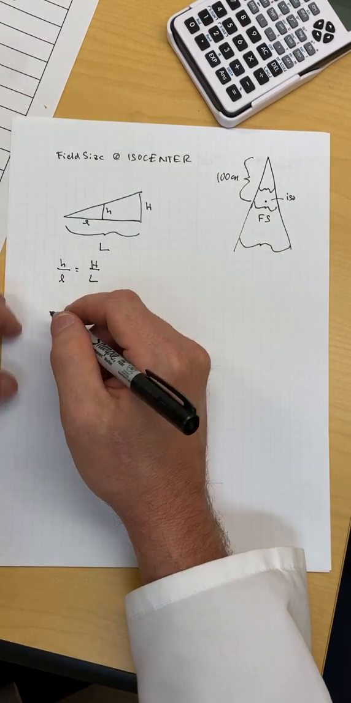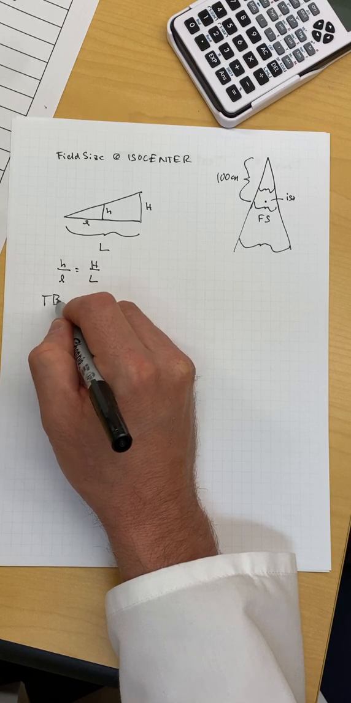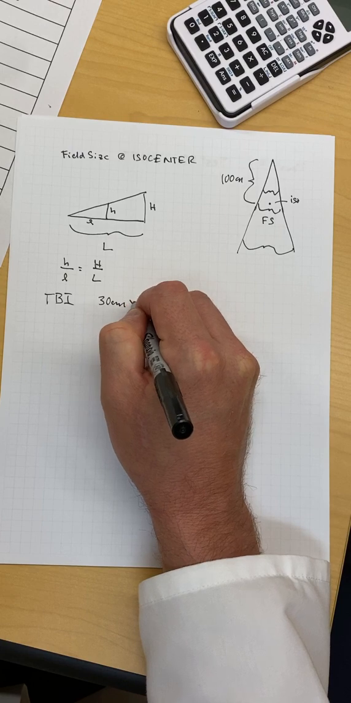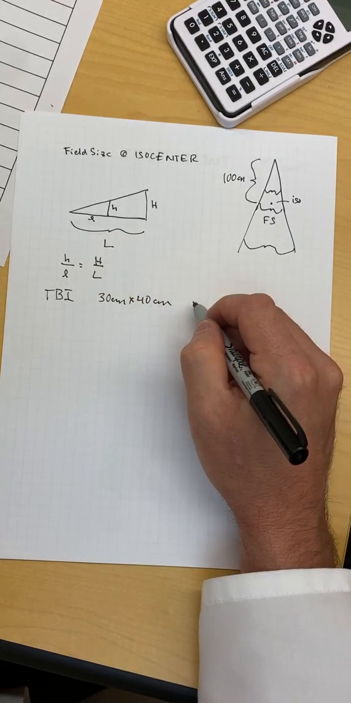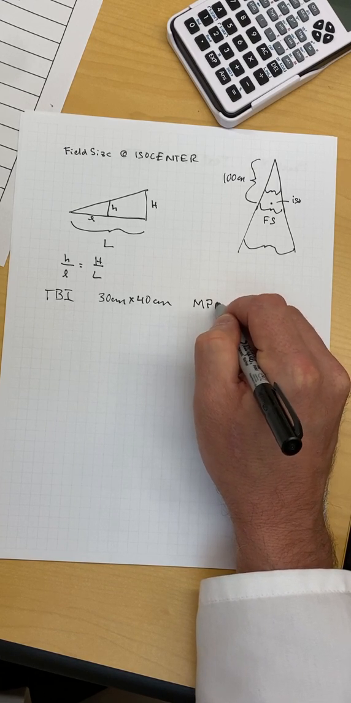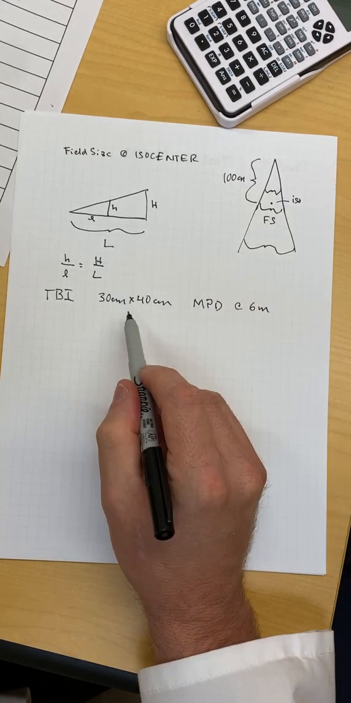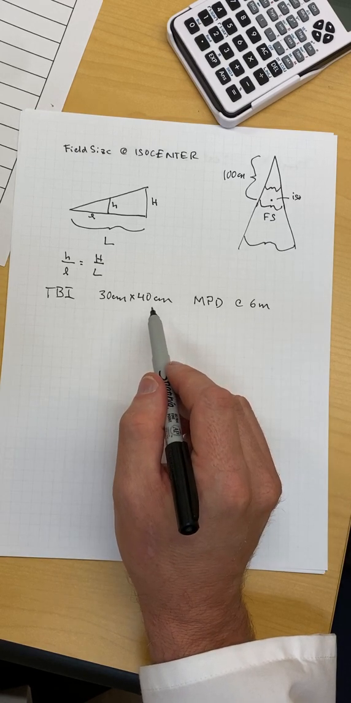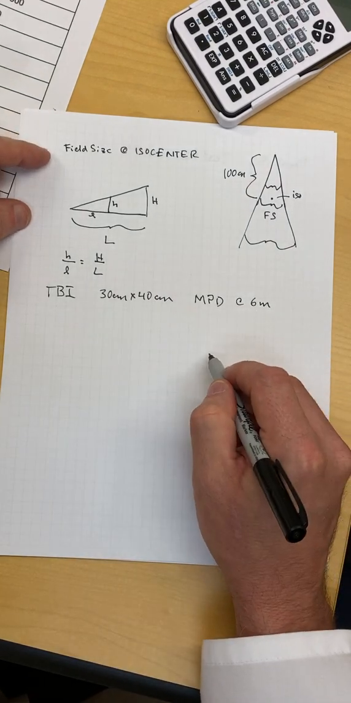So for this example, let's say we're treating total body irradiation, TBI, which is treated at a field size of 30 centimeters by 40 centimeters. And the patient is set up at 6 meters away. So the midplane depth, the patient is at 6 meters. So what's the field size at 6 meters? If this field size 30 by 40 is at ISO, how big is it at 6 meters? Well, we can figure this out.